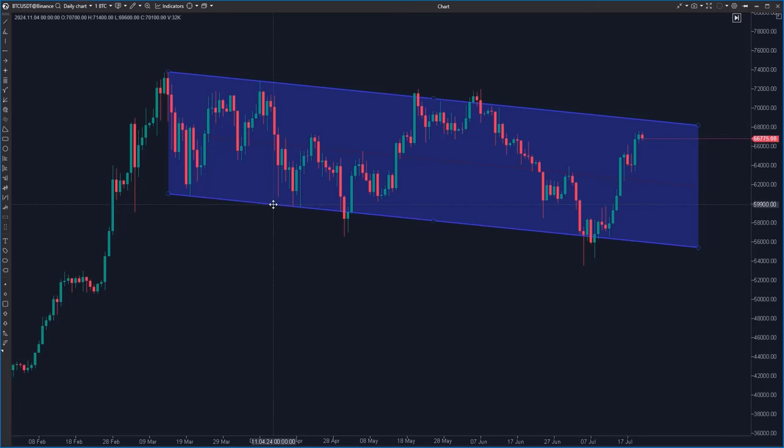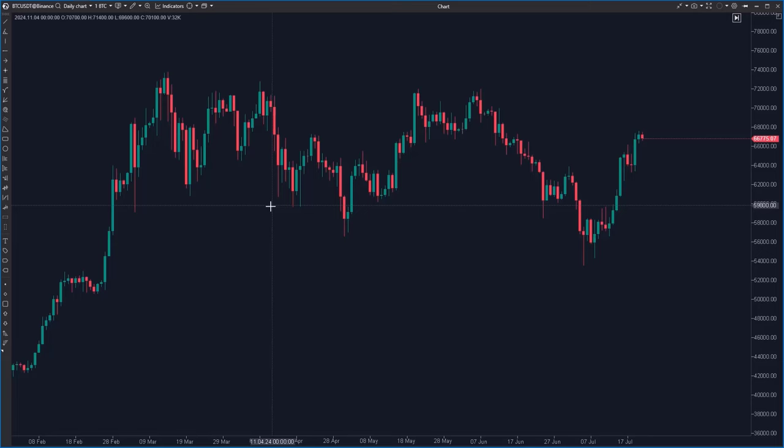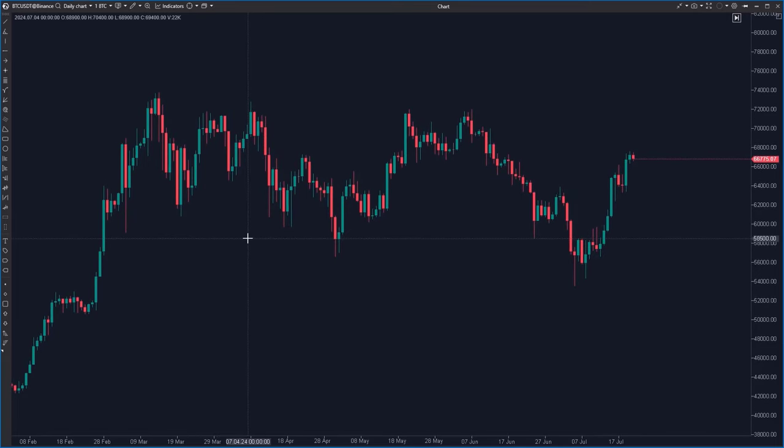So now I'm going to remove this channel and show you the method of drawing it. In the first case, we connect the falling highs, the tops of the candle wicks, with a descending trend line and extend it. So I'm using the trend line and connecting this high with this high. And I'm going to extend the line. This creates a resistance line, which we expect the price to continue respecting.